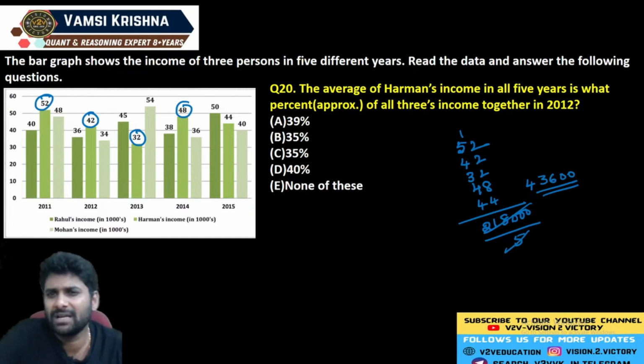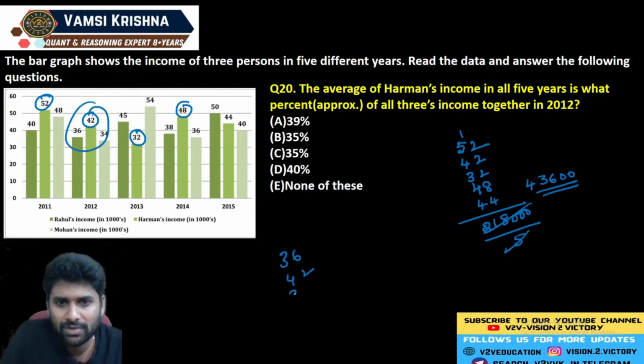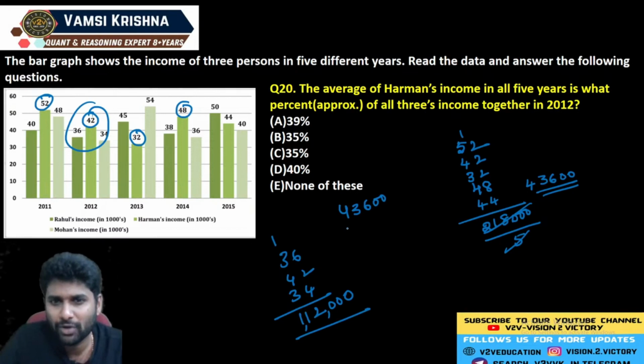Next one, see, what is the income of all together in 2012? 2012 all together 36, 42, 34. It's 1,12,000. Here the question, see, 43,600 is approximately what percentage of 1,12,000.